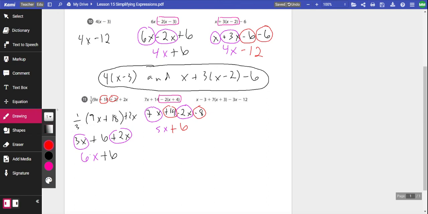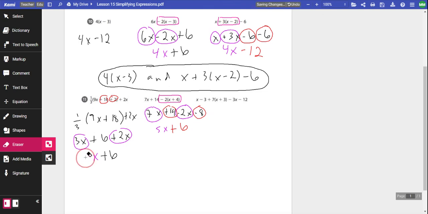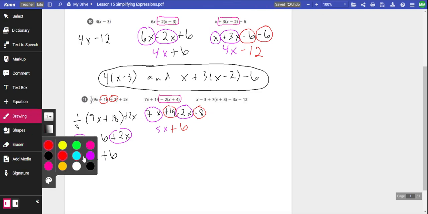Oops, no, I made a mistake in my first one there, right? Let's go back and fix it. I said 3x plus 2x was 6x, but actually it's really 5x. Oops, I multiplied instead of added. So these two definitely have the same answer. Let's check out the third one and see if it also does.